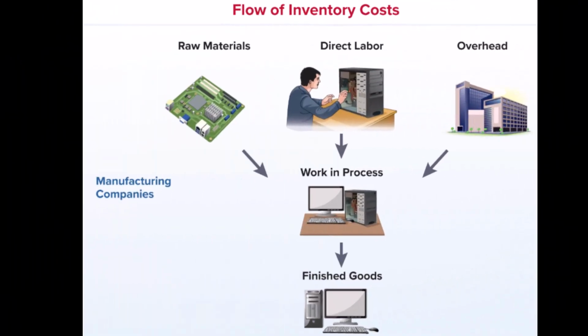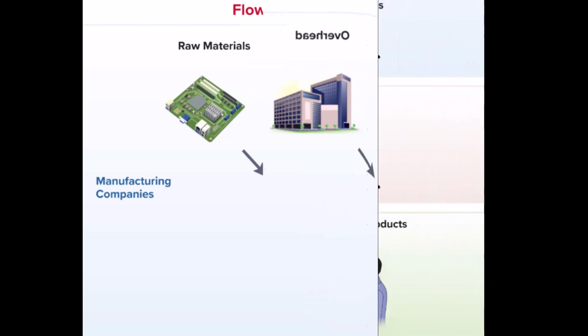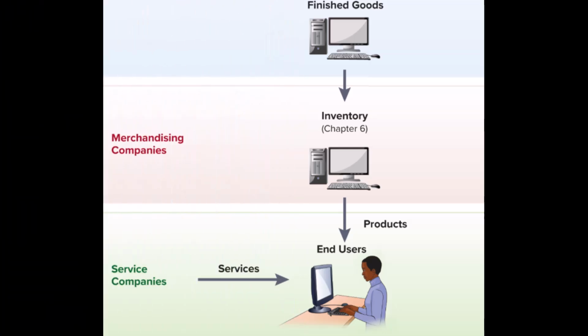First, let's understand the players. We have manufacturing companies like Intel who make the products. They start with raw materials, use work in process inventory during assembly, and end with finished goods inventory ready to sell. Then we have merchandising companies like Best Buy who simply buy those finished goods and sell them to us. Their inventory journey is much simpler.